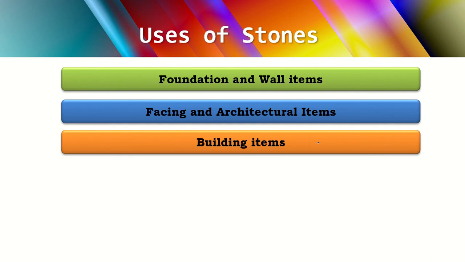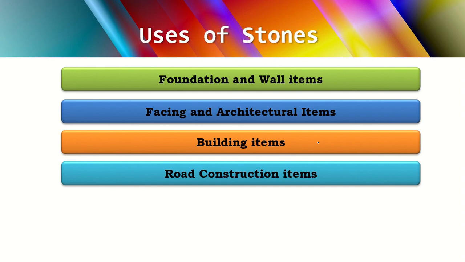Next, coming to building items. So building items like staircases, again landings, parapets, guardrails, etc. You can take the help of stone, and even you can make some small doorways, some small openings, some small cornices and also sill slabs, etc. If you observe Golconda Fort and any other old forts which are built out of stone, you can observe doorways, openings, windows, all are made up of stone.